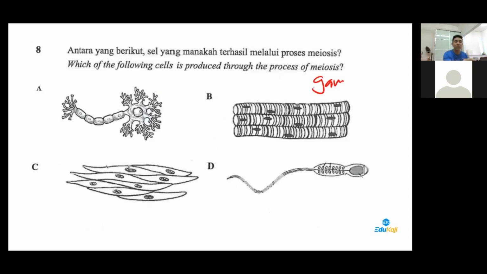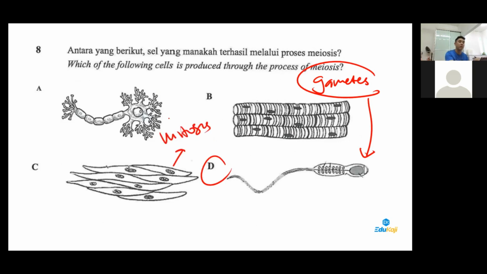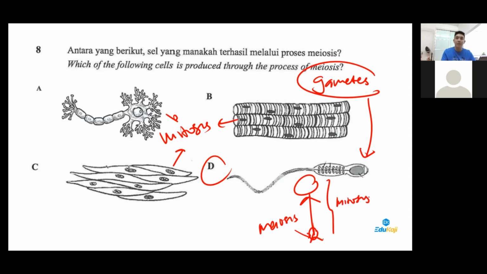Meiosis is specifically for gametes, meaning reproductive cells. So guys, this is a no-brainer question. If you're wondering, sir, how about the rest? Obviously, the rest undergoes mitosis. Sometimes I draw this funny diagram. Your whole body, all the cells undergo mitosis except here. So the circle here, meiosis, meaning reproductive cell. The rest all mitosis.